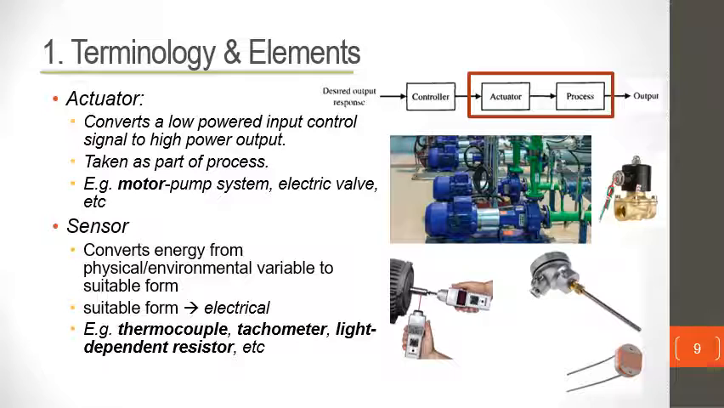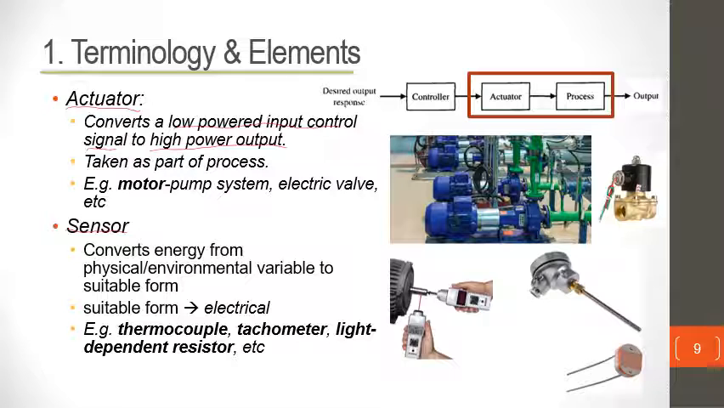So all of this time we have been talking about two key elements which are important in the control loops, and these two key elements are sensors and actuators. So I would like to say a bit more about sensors and actuators. We have seen that we can define an actuator as an element or a system that converts a low powered control input signal to a high powered output.